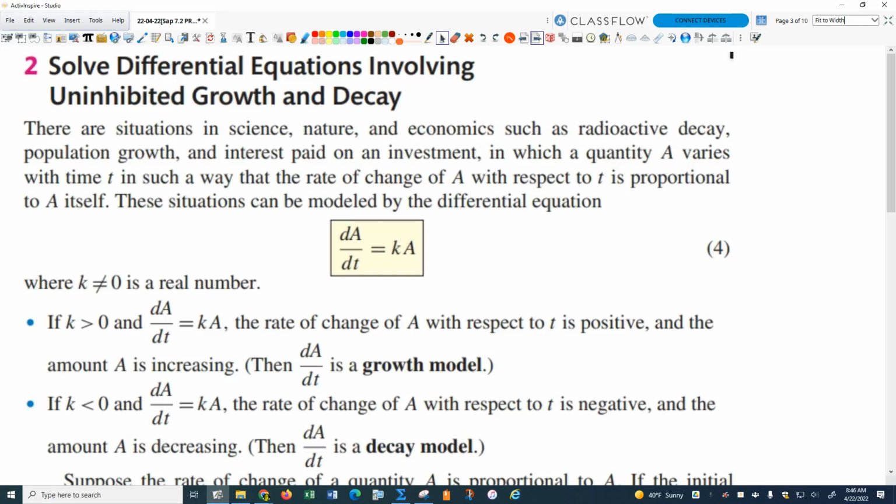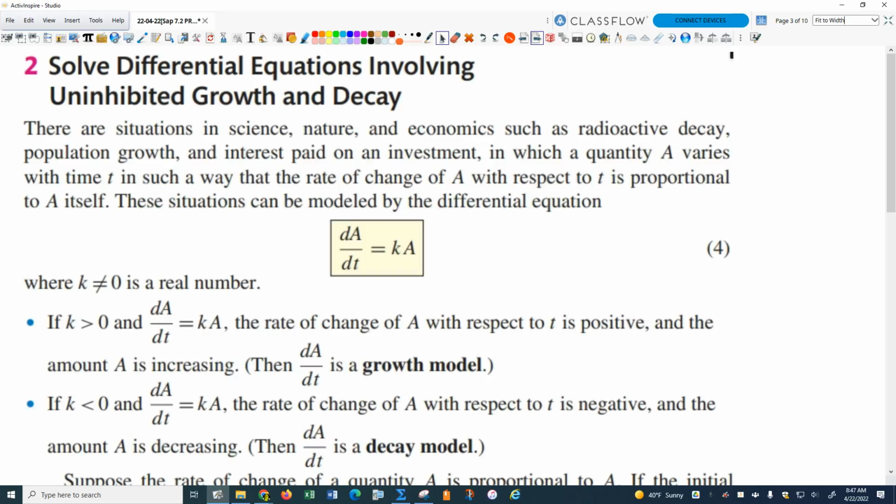All right. So more interesting are our growth and decay models. We could talk about two kinds of growth and decay: uninhibited growth and decay or inhibited growth and decay. Uninhibited growth and decay means that the growth or the decay just continues forever. Okay, there's nothing stopping it. And this is really simple.